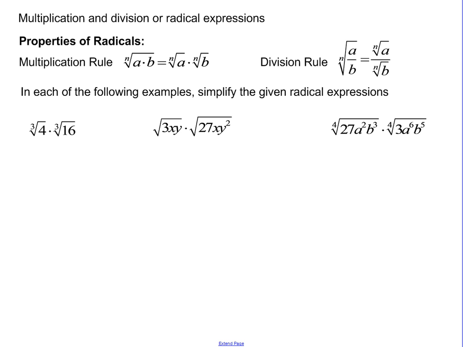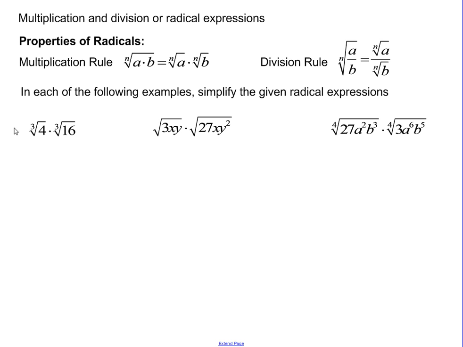Okay, so now let's talk about multiplication and division of radical expressions. And again, we're back to using our multiplication and division rules as illustrated in a few of our earlier examples. Only this time, we're given a product already, and we need to combine it somehow. Well, I think there are some things that are indicated right away.